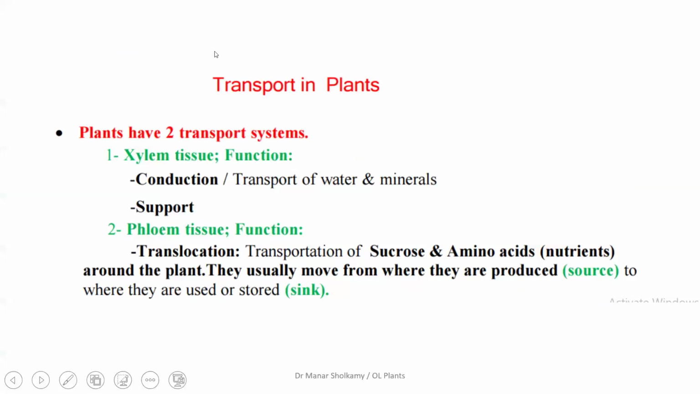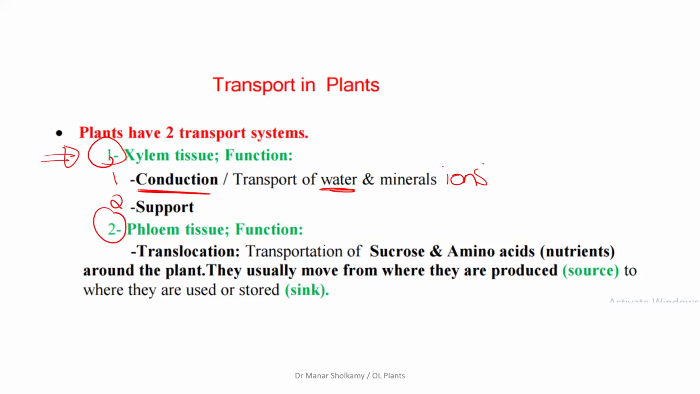Going back to the two tissues that are found in the transport tissues of the plant, xylem and the phloem. We have the xylem and we have the phloem. Now we did study the two functions of the xylem, 1 and 2. What's the first function? Conduction. Conduction simply means the transport of water and mineral ions, because these ions, the magnesium and the sodium and the potassium, are all dissolved in the water.